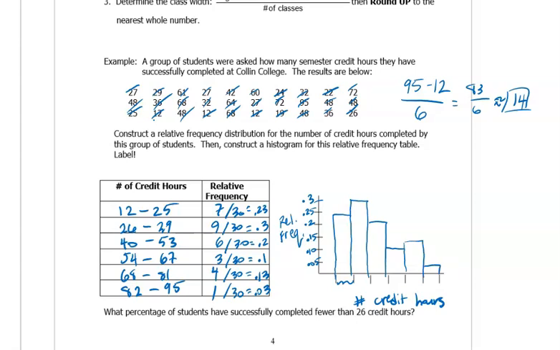This is what the histogram should look like. And then what if we want to answer this question: what percentage of students have successfully completed fewer than 26 credit hours? Fewer than 26 are basically all the ones in this bar. And that was around 23%. So I would say it was basically 23.3%. This 3 is repeating. I'm going to go for that one.